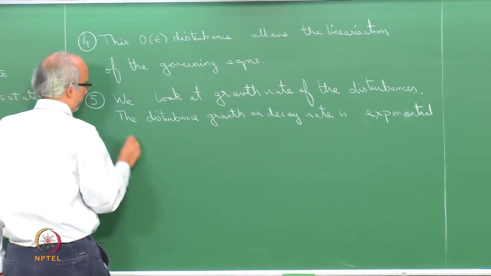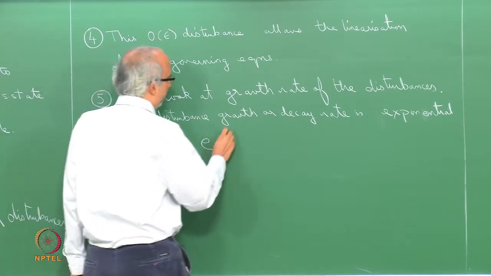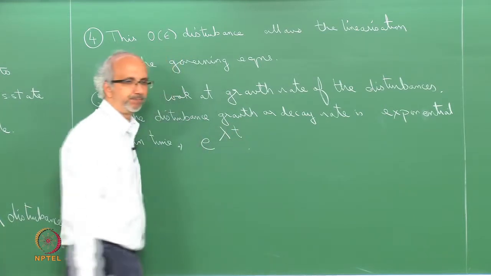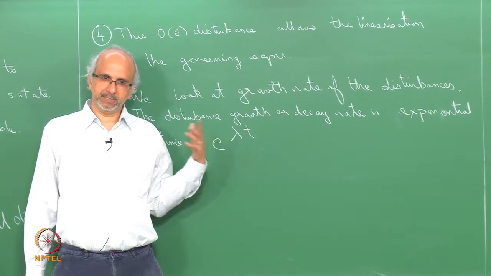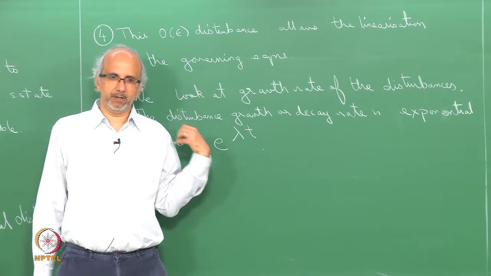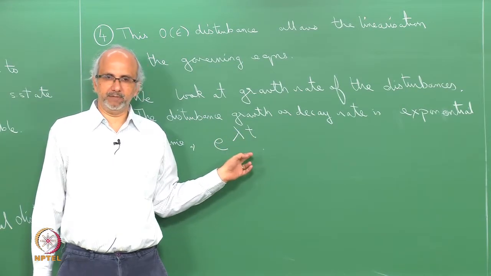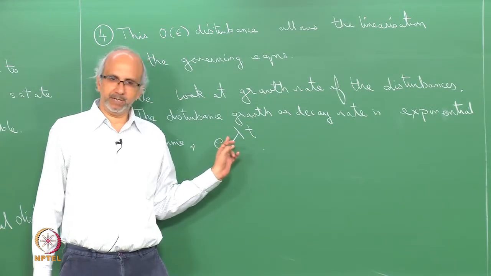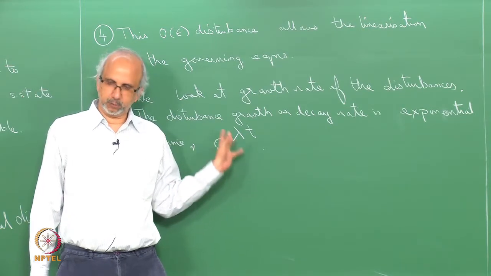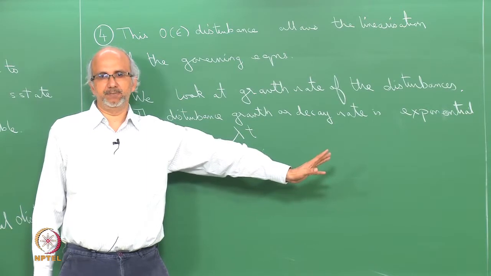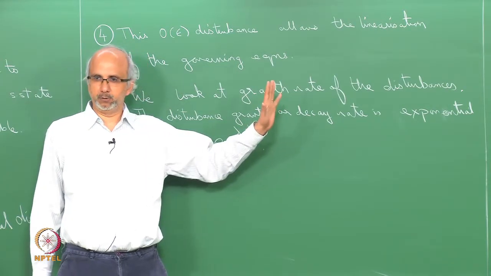In time, it is of the form e^(λt). Since λ will turn out to be something like an eigenvalue of some linear operator, which we will see: if the real part of λ is negative, then it is going to decay and you have a stable system. If the real part of λ is positive, it is going to grow.